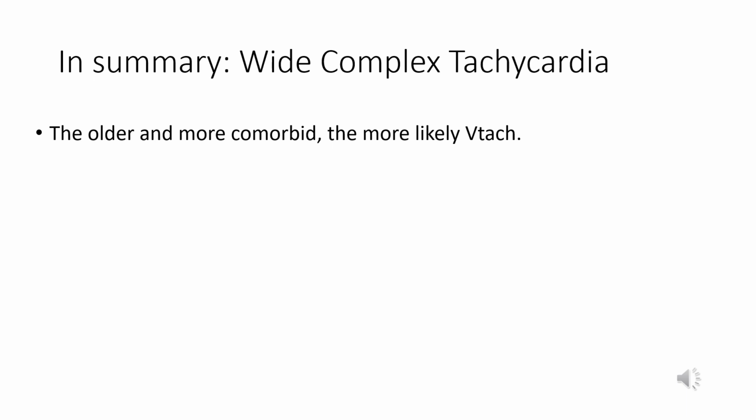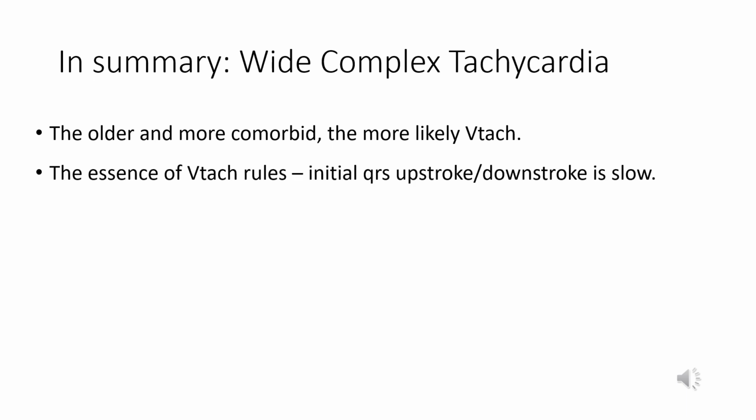So here are some concluding thoughts regarding wide complex tachycardia. Remember that the older and more comorbid someone is, the more likely it's VTAC. When you see a wide complex tachycardia, you should be thinking VTAC until proven or highly suggested otherwise. The essence of the VTAC rules is that the initial QRS upstroke or downslope is slow.